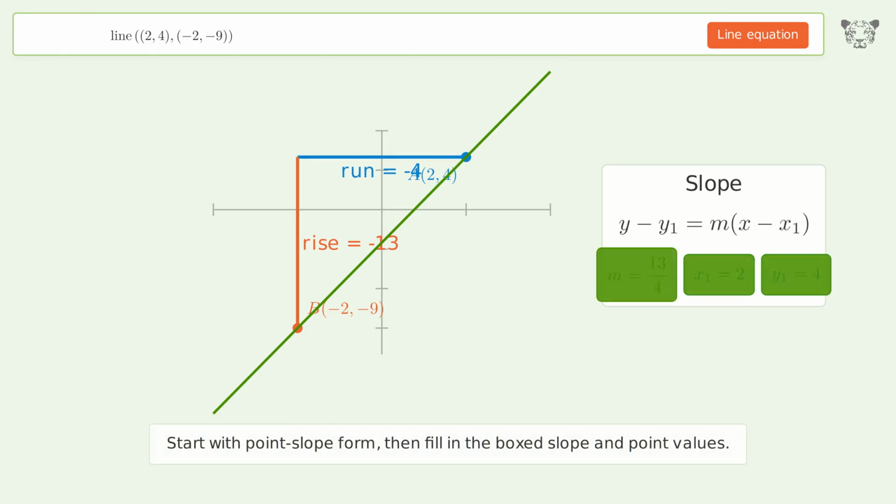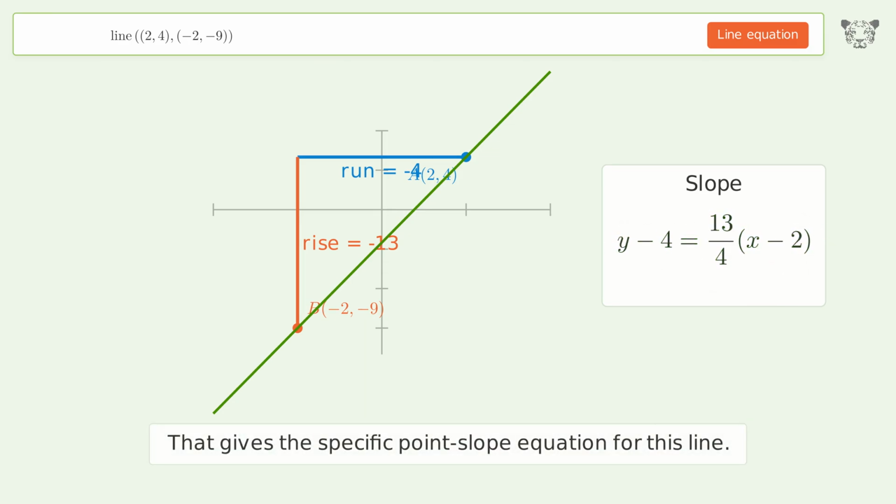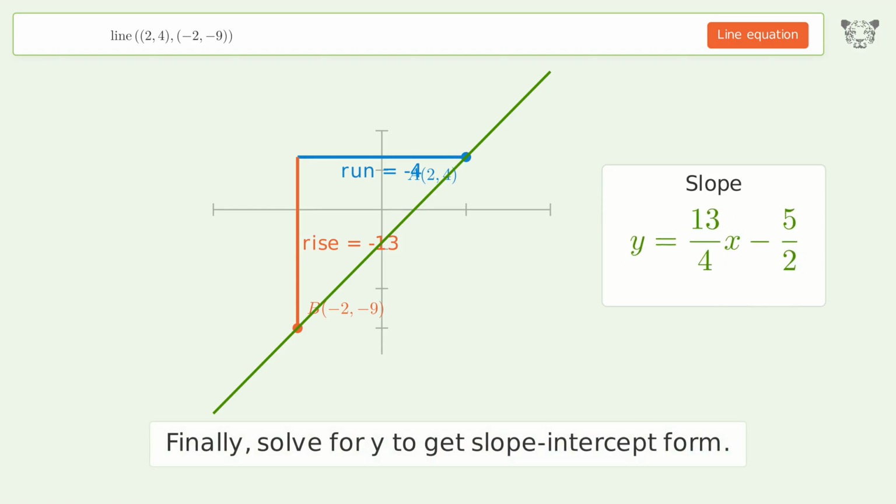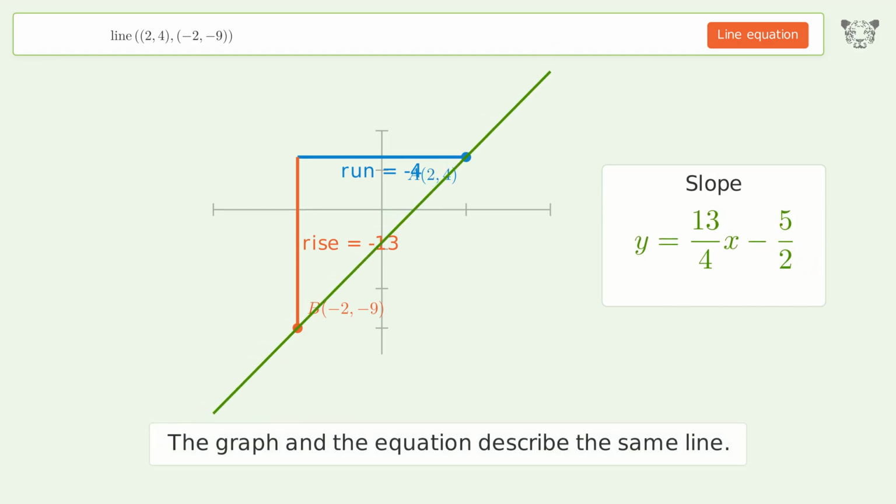Start with point slope form, y minus y1 equals m times x minus x1. Then fill in the boxed values, slope is 13 over 4, x1 is 2, and y1 is 4. That gives the specific point-slope equation for this line. Finally, solve for y to get slope-intercept form. The graph and the equation describe the same line.